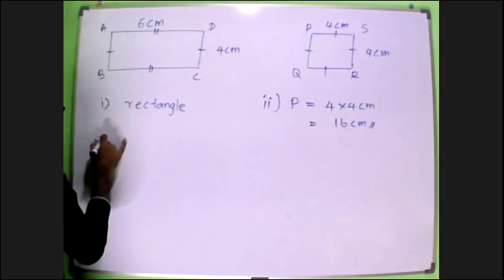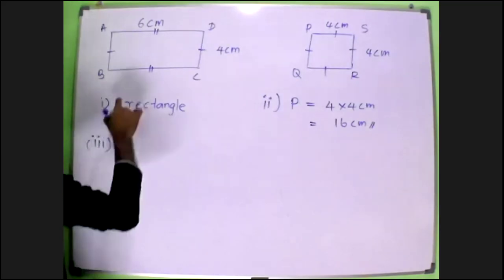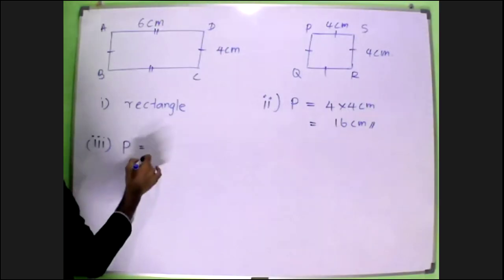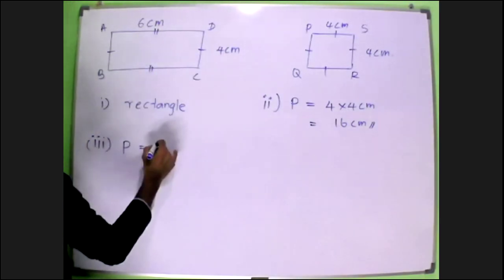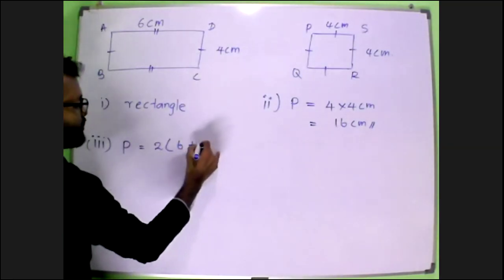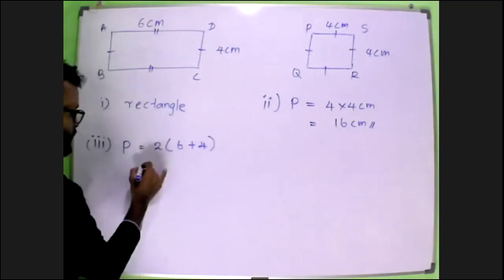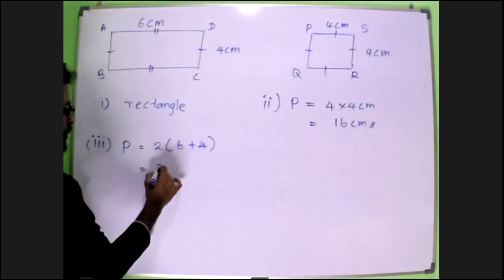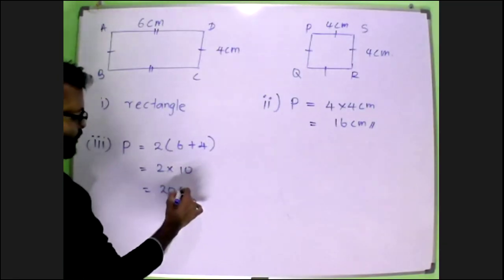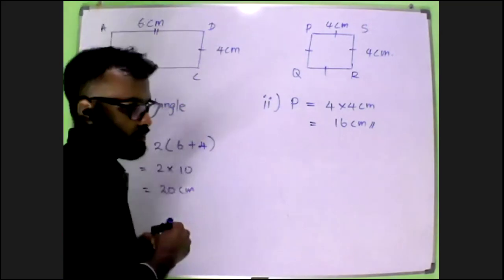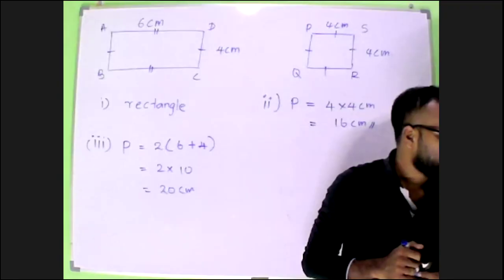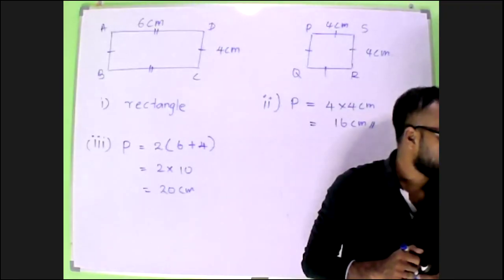Right? Third one, perimeter. So we have done it earlier. Perimeter can be written as that of a rectangle, right? 2 times length plus breadth, right? 2 times 6 plus 4, 10. 20 centimeters, right? 20 centimeters. Then third one is done, right?